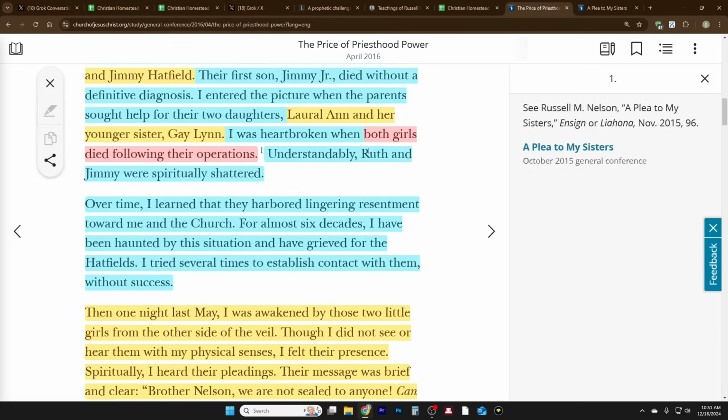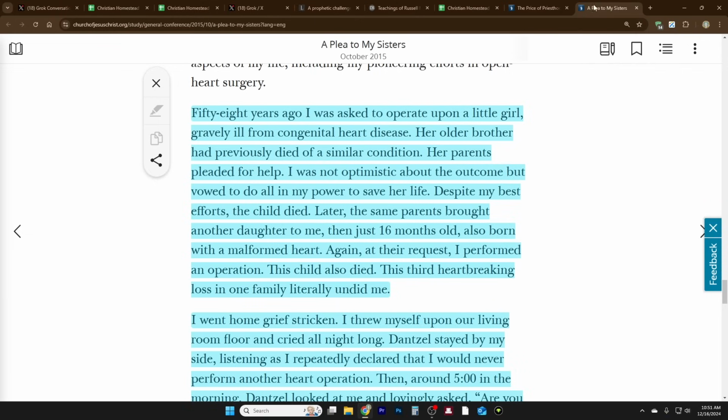And he has a footnote for that, and it takes you to that previous talk that he gave that he mentioned in the previous General Conference, October 2015 General Conference, in a talk called A Plea to My Sisters. So let's go there just really quick.